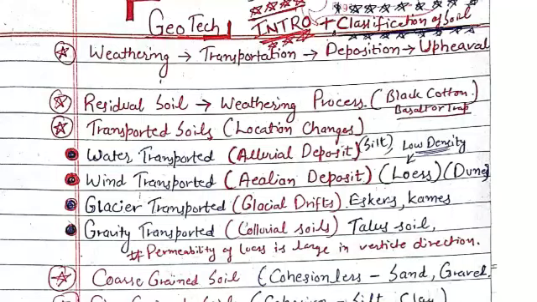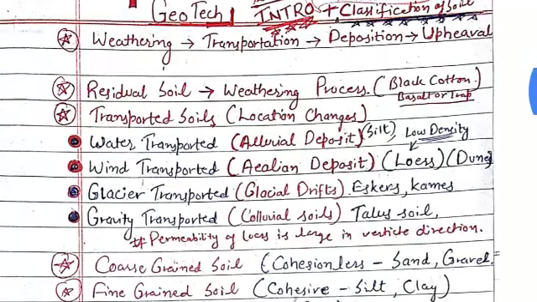rocks. Next one, transported soil, location changes. Transported soil means soil formed due to location changes. Next one, water transported, that is also known as alluvial deposit, for example silt.